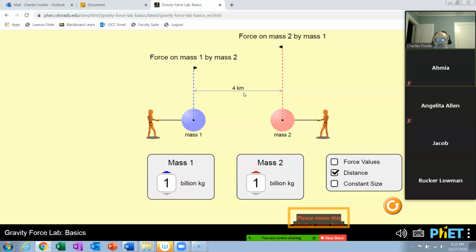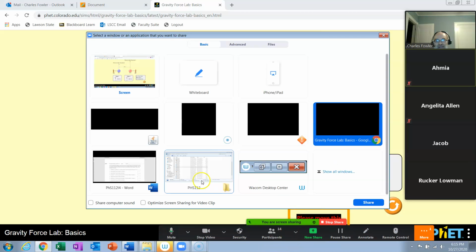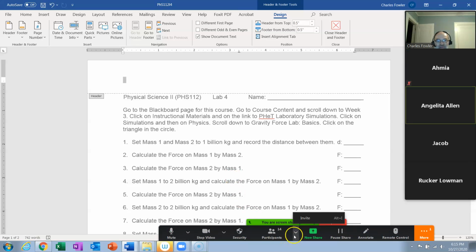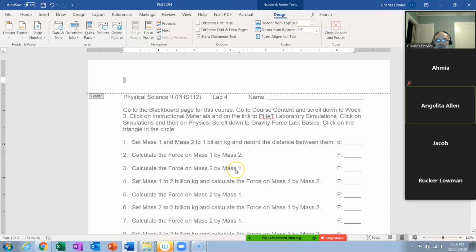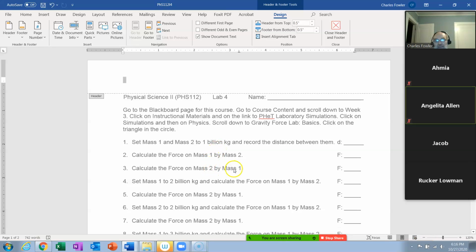Okay. Now the third question, I guess it is, is saying calculate the force on mass 2 by mass 1. Okay. Now, same picture. I'm so sorry. You did start the recorder, right? Yes, it did. Right there. You probably can't see it, but I did start it. Okay. So now we're going to calculate the force on mass 2 by mass 1.